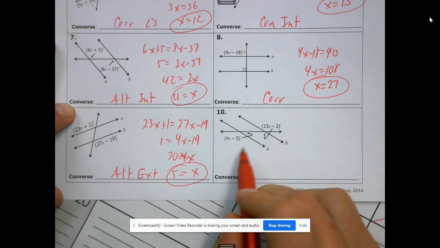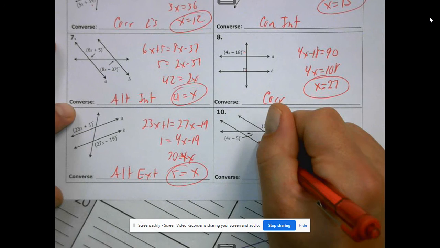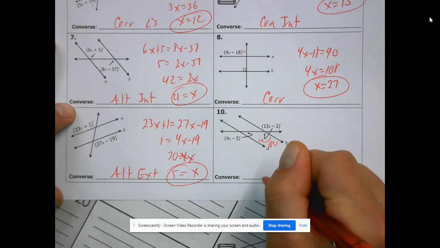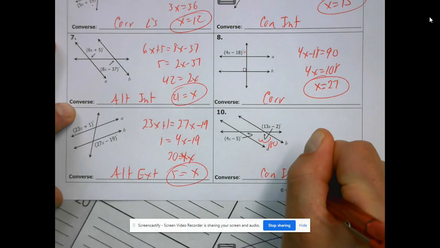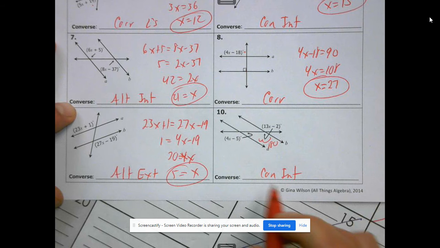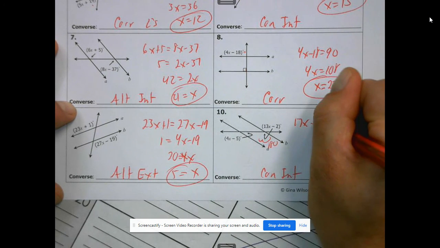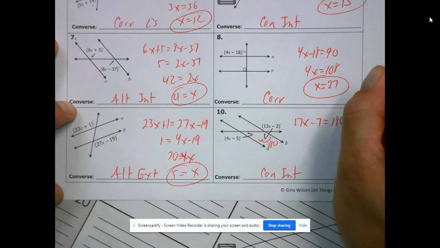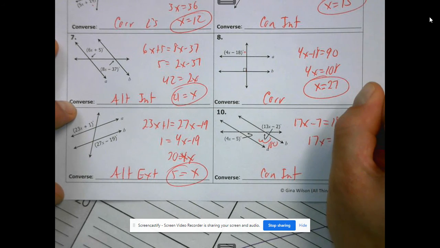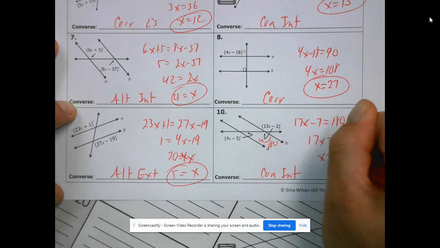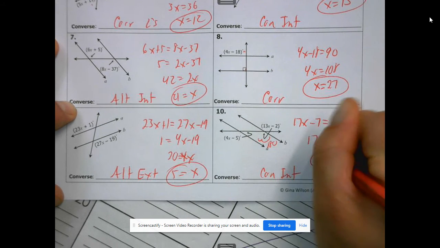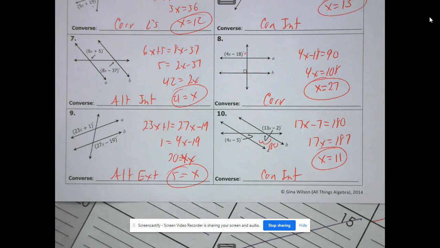Number 10, inside, same side. Those are consecutive interiors, and they add up to 180. Combine like terms, equal it to 180. You have 17 x's, negative 7 for the constants, equals 180. Add the 7 over, divide by 17. That goes in there 11 times. And that's it for proving lines parallel.